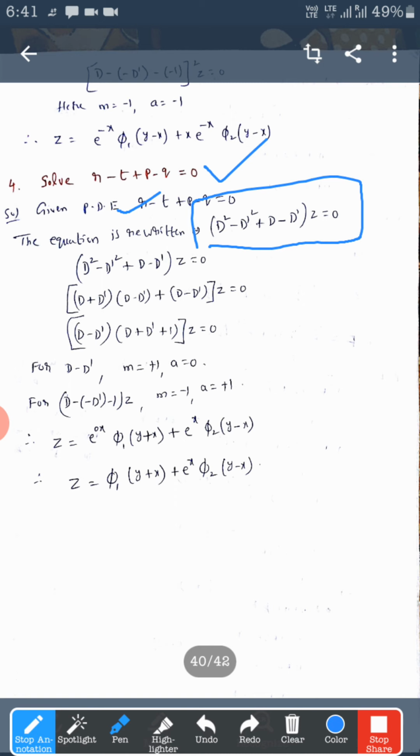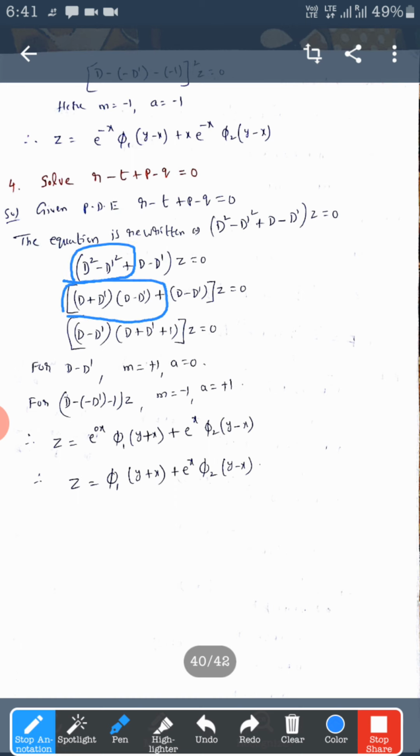After factoring this one, d square minus d dash square can be written as d plus d dash into d minus d dash. That means a square minus b square formula applying. After writing this formula, if we take d minus d dash common, then this becomes d minus d dash into d plus d dash plus 1 into z is equal to 0. Therefore, for this one, m is equal to 1, a is equal to 0.